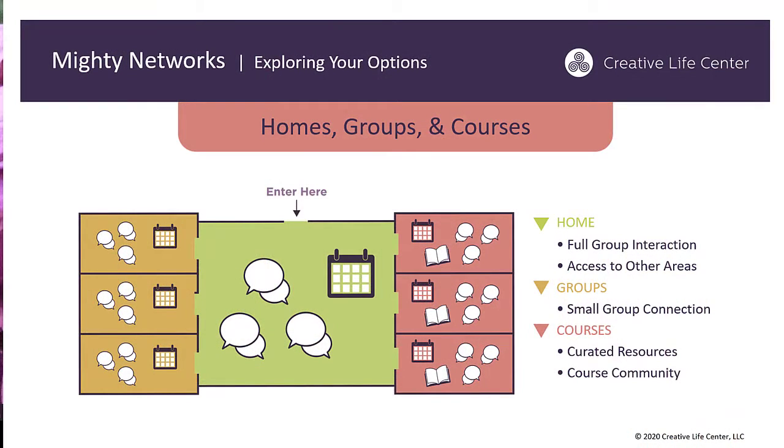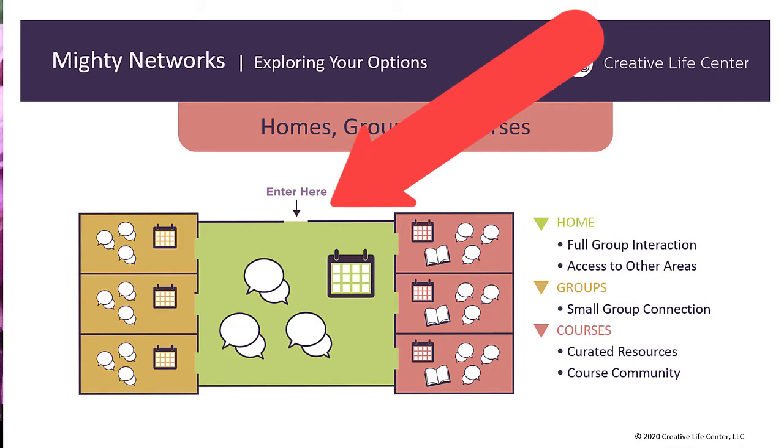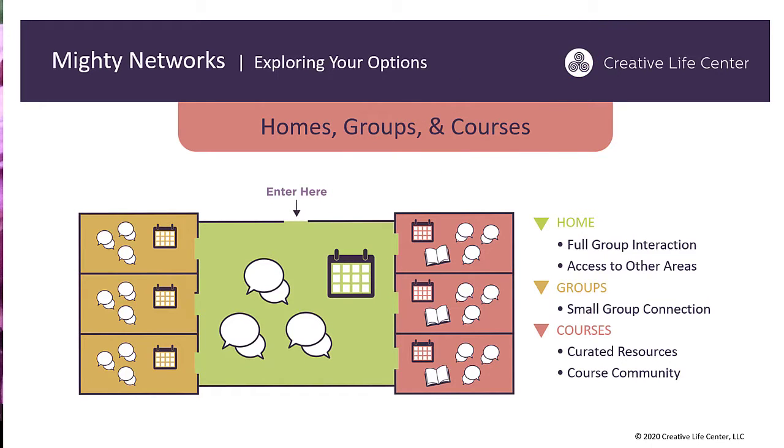You can think of a Mighty Network as being a building, and you as being the architect of that building. A Mighty Network has one front door. All the members come through that front door, and then you can decide what different courses and groups to have located off the main room of the network, and people enter those groups and the courses through the main area of the network. So they come in the front door, and then they go to their group or their course.